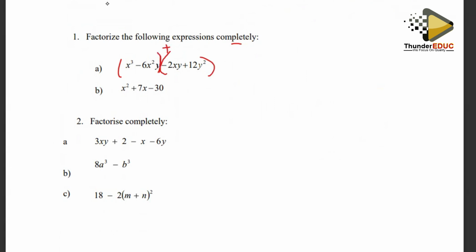Okay, so from the first bracket, I can see x squared to be common, okay? Take out the x with the smallest exponent. So that's going to be x squared. I'll be left with x minus 6y. Down here, I'm seeing y being common, but there's also 2. Let me take out a negative 2y, okay? Negative 2y. And then if negative 2y is gone, I'll be left with a positive x. Then this sign will also change to a negative. 12 divided by 2, that's going to be a 6y.